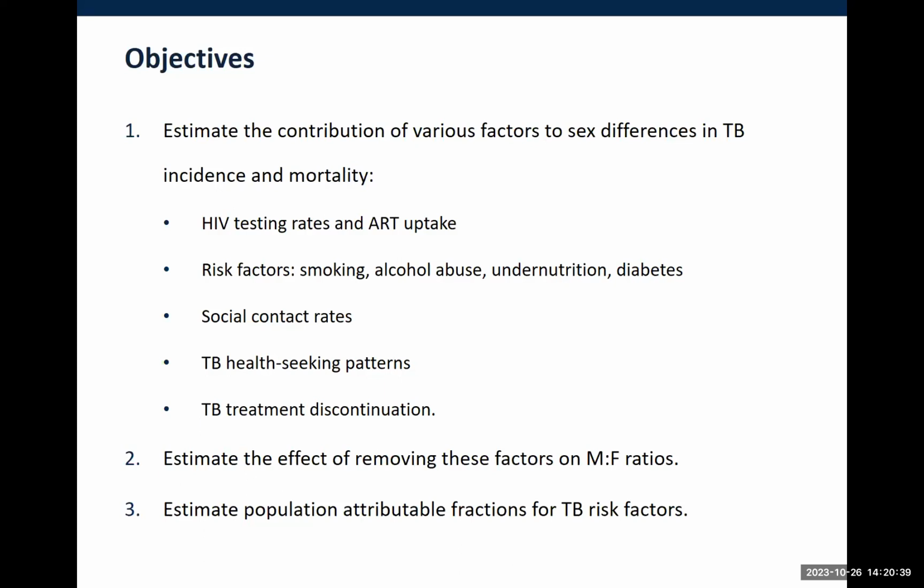So the main objectives were to explore the contribution of HIV testing rates and ART uptake, and the specific risk factors that we looked at: smoking, alcohol abuse, undernutrition, and diabetes. We also looked at social mixing rates, health-seeking patterns, and treatment discontinuation. And we estimated the population attributable fractions due to risk factors, and also the effect of changes in these risk factors on male to female ratios.